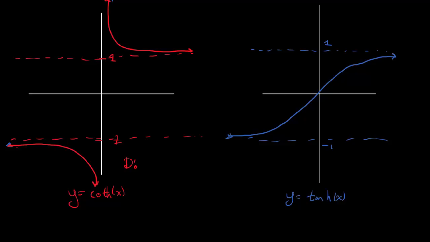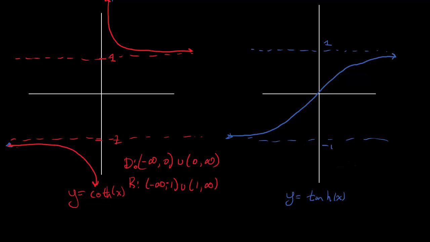So the domain of hyperbolic cotangent, hopefully we can see here, starts at negative infinity and goes until 0. 0 is not included. Then we go back at 0 and go to positive infinity. Our range will start at negative infinity and go until negative 1. 1 is not included, I'm sorry, negative 1. Then we start again at positive 1 and go to positive infinity.